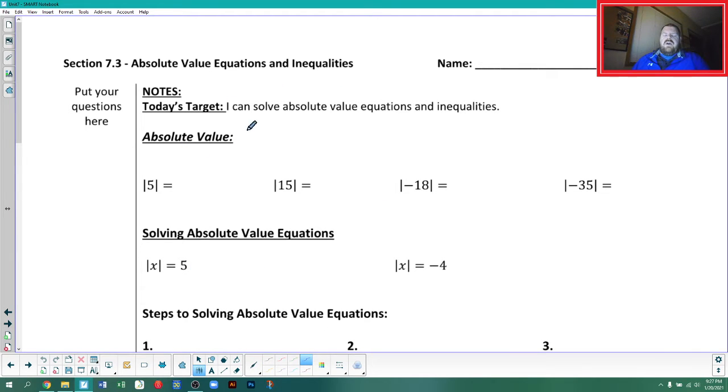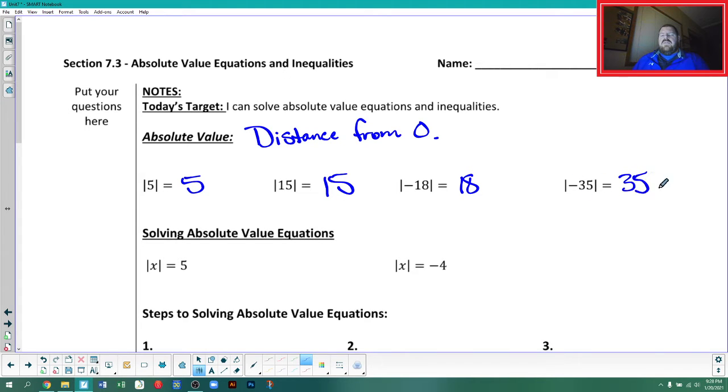First of all, absolute value. As a definition, absolute value is the distance from zero. That's kind of the easiest way to define it. So we're looking at the number 5. How many units is that away from 0? It's 5. 15, how many units away from 0? 15. 18, how many units is it away from 0? Sorry, negative 18 is 18 units away from 0. Negative 35 is 35 units away from 0. So we want to think about it that way.